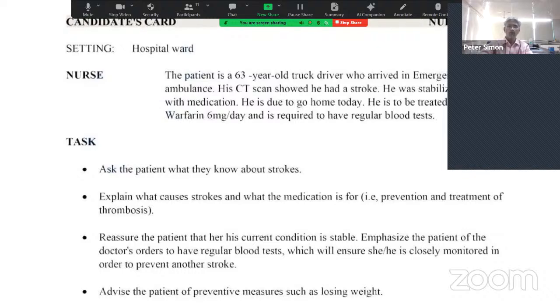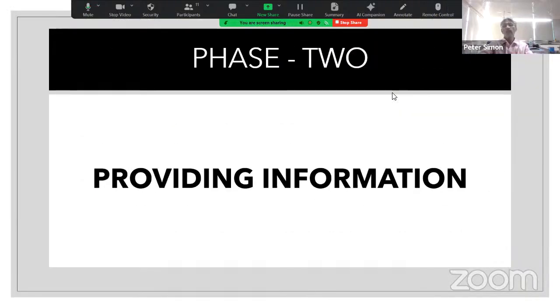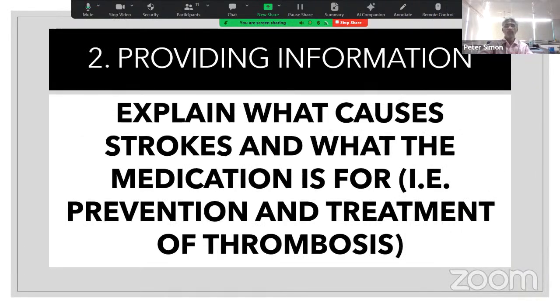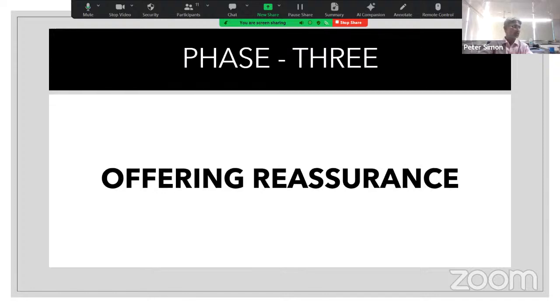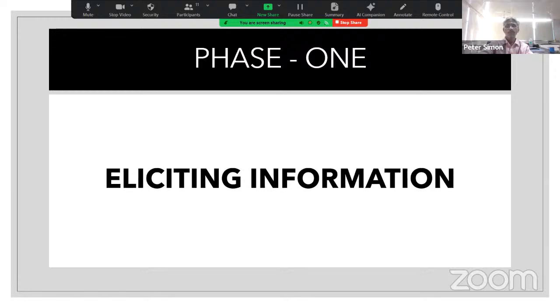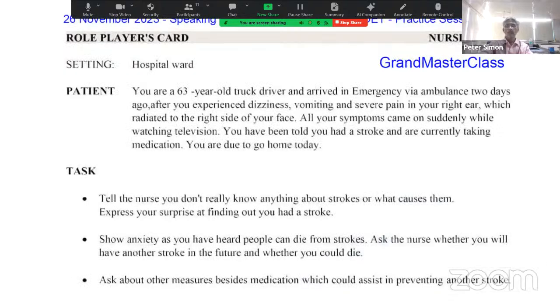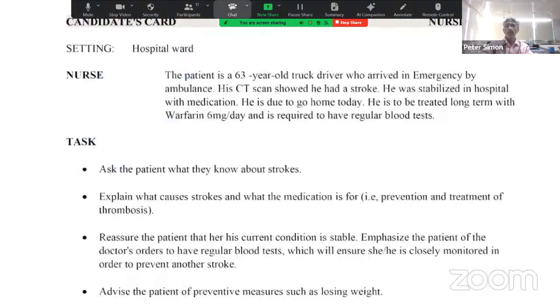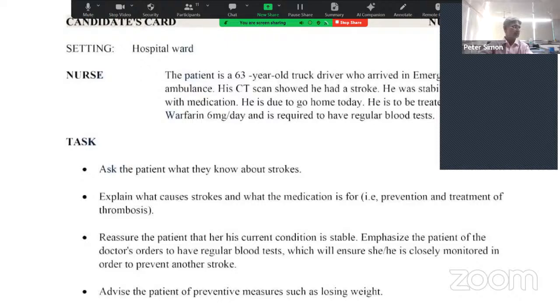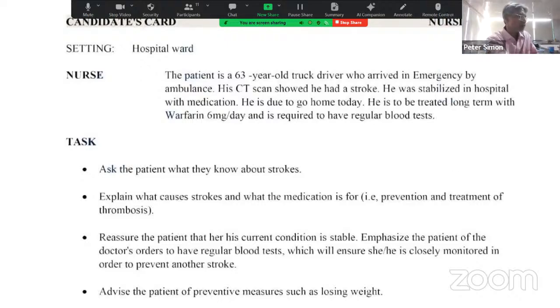Then next we'll go to phase three. Providing information is over. Next, phase three: offering reassurance.